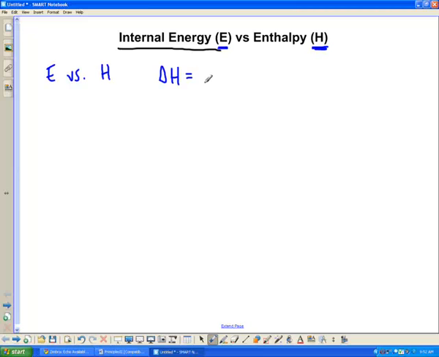So a change in enthalpy for a particular reaction is equal to the change in internal energy in that reaction plus the product of whatever pressure and volume changes occur in that reaction. So whether pressure increases, or let's say volume changes for some reason, that's where this component comes into play. So you can see that calculating enthalpy is a little bit more involved than calculating internal energy.